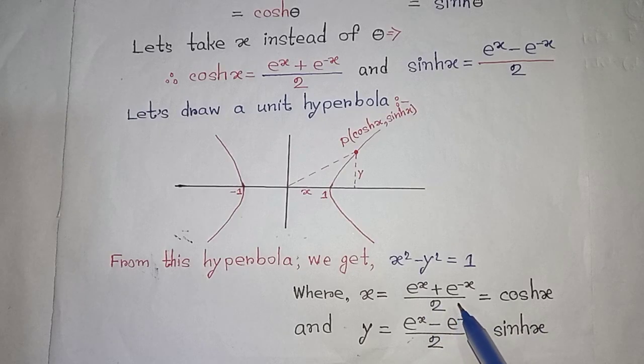Now you can ask me how I can get cos hyperbolic x is equal to e to the power x plus e to the power minus x by 2, and similarly, sine hyperbolic x is equal to e to the power x minus e to the power minus x by 2. To solve this problem, I assure you that there is a proof of these two functions, and I will provide these proofs next. To get the proofs of these functions, you need to follow my YouTube channel and the next updates, and you need to follow the hyperbolic series also.